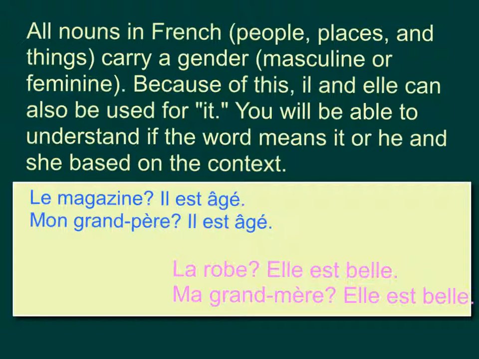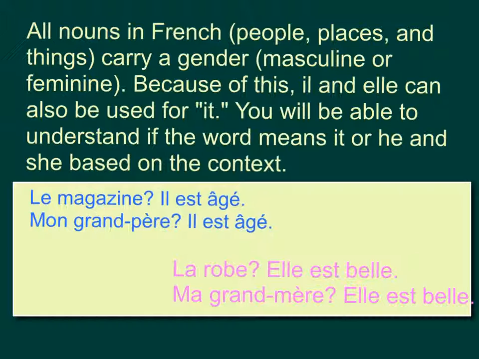So if we look at some examples, if the question is about le magazine, okay, a magazine, the word magazine is masculine, and so we can replace magazine with the pronoun il. And it doesn't mean he here, it means it because it's referring to the magazine. Il est âgé. It's old. The magazine, it's old. Okay?